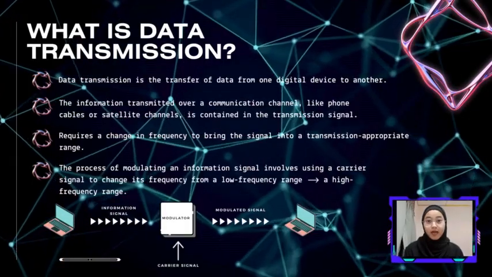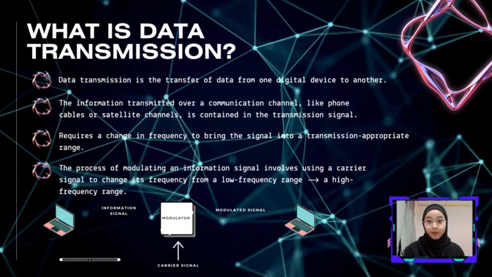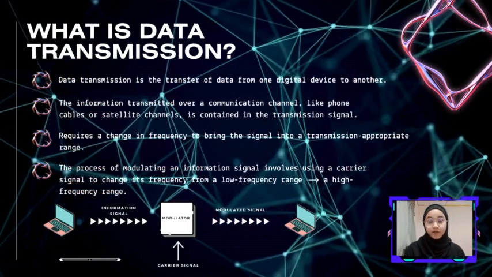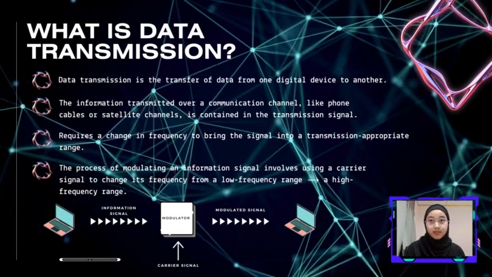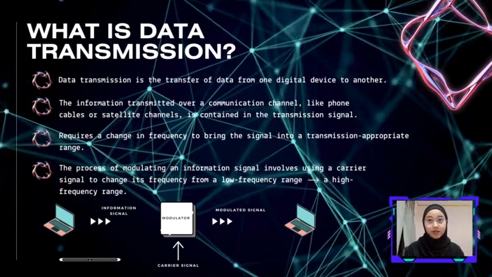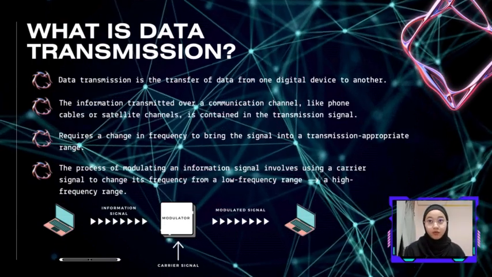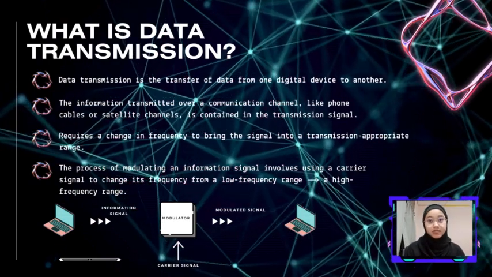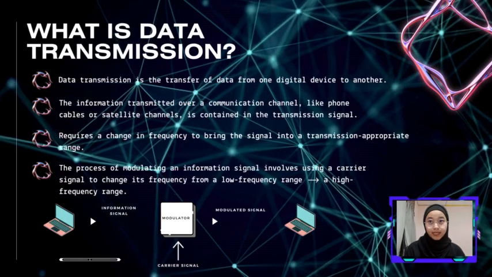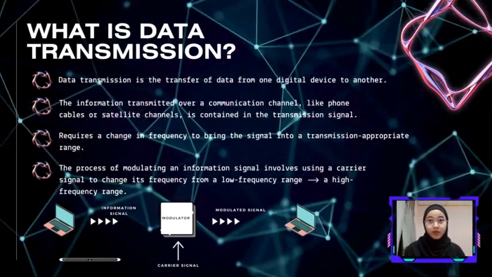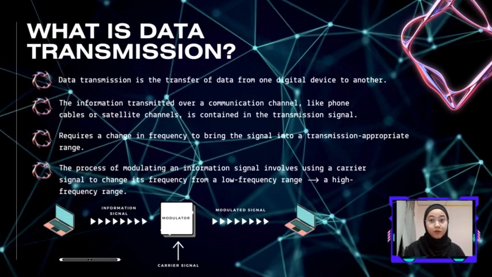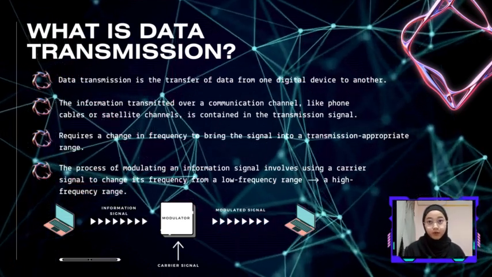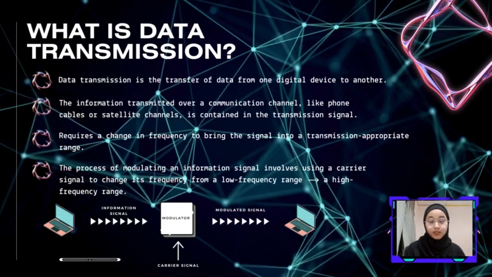Assalamualaikum, I am Adina. I will present about data transmission. The definition of data transmission is the transmission of signals that contain information from one digital device to another through a communication channel such as phone cables or satellite. This transmission requires a shift in the frequency of the signal to a certain suitable range. This shifted frequency can be achieved by the modulation process.